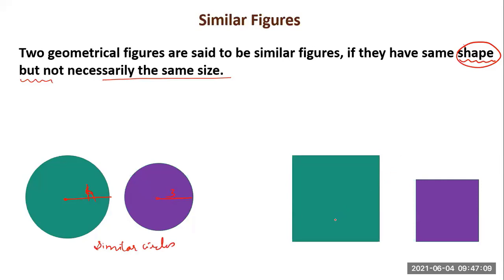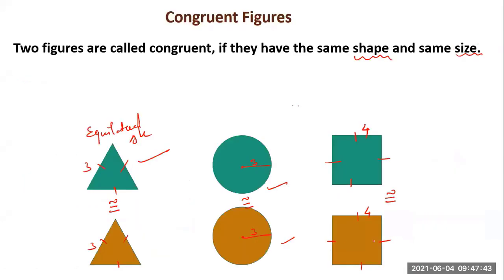And here a square, its side is 4 centimeter and suppose if it is 3 centimeter, only their size is different. This is a big square and this one is a small square, but the shape is the same there. Then these two are similar. Are you clear with this? Size doesn't matter here.